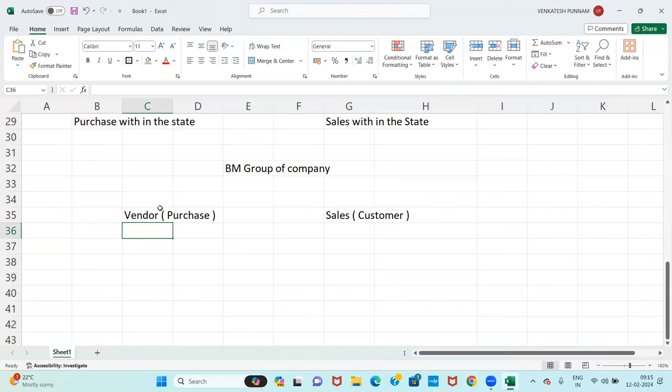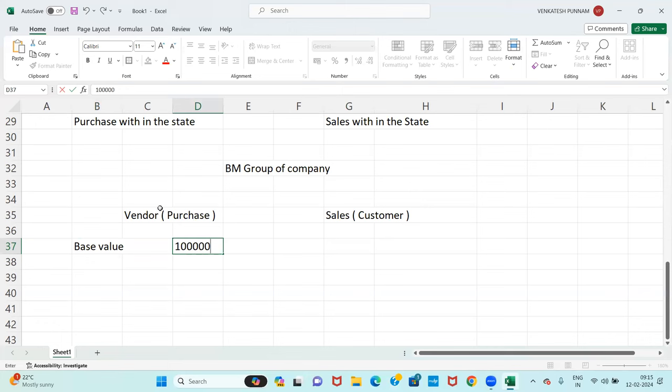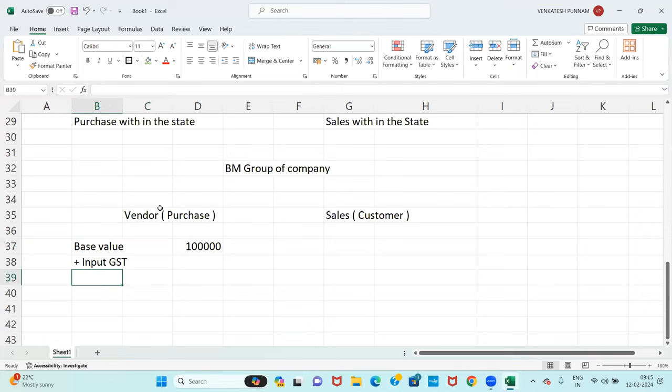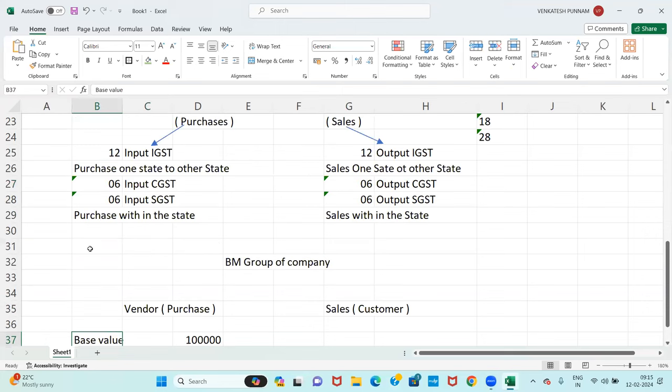For my product or my services, I am purchasing. Purchasing value, let us assume 1 lakh rupees. Plus input GST. When you are doing the purchases from one state to another state, input IGST. When you are doing the purchases within the state, input CGST and input SGST.